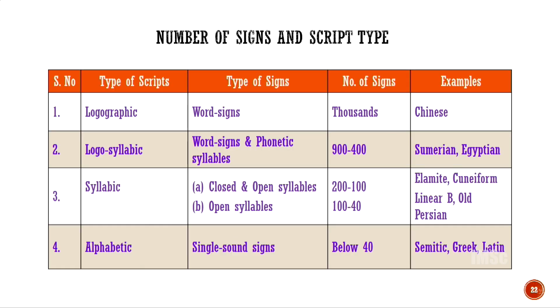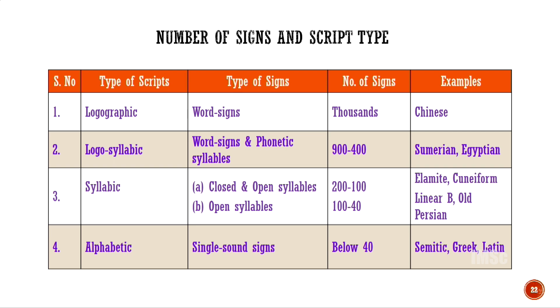Now, there is some relation between the number of signs and script type, and the presentations before have actually covered some aspects of these, but I would just like to cover it a bit. So, there are 4 major types of script based on the number of signs in the sign list, and they are logographic, logosyllabic, syllabic, and alphabetic. In logographic script, each sign is a complete word. So there are word signs. There are about thousands of signs in this kind of script, and Chinese is an example of that.